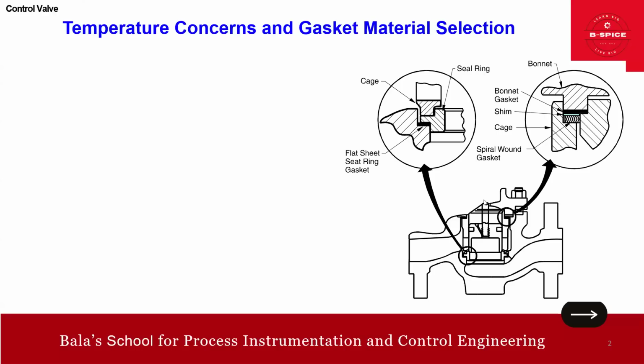I'm going to explain that, but just before, some intro. Then you can see here the flat sheet gasket, ring gasket, seat ring gasket. This is the seat. This is the bonnet gasket. Okay, so now I will focus on them one by one. Spiral wound gasket, this one.